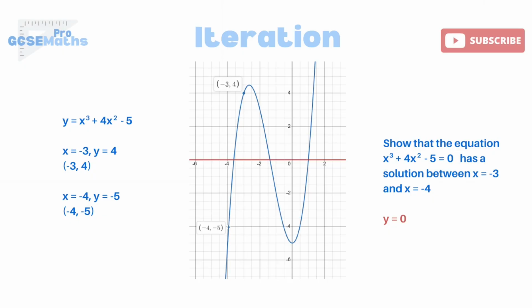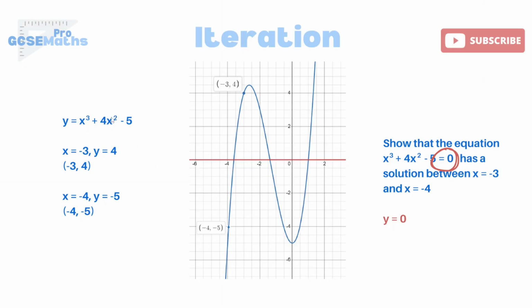What does that mean though? That still doesn't necessarily tell us what we mean by a solution. So the fact that, this was our question here, wasn't it? Show that the equation x cubed plus 4x squared minus 5 equals 0 has a solution between x is minus 3 and x is minus 4.